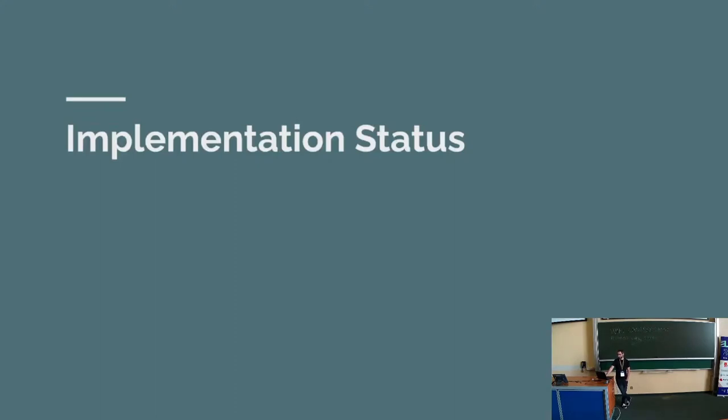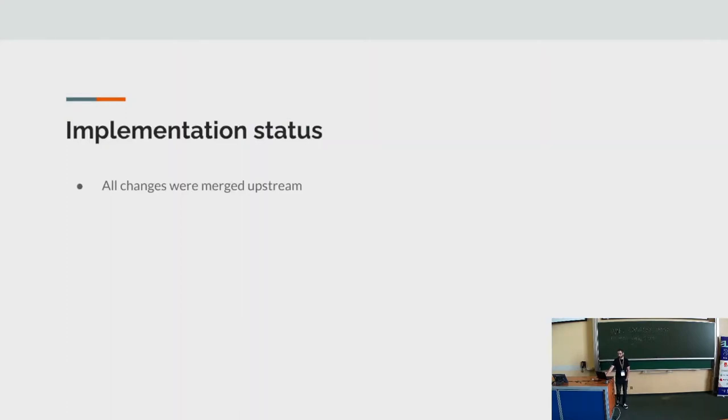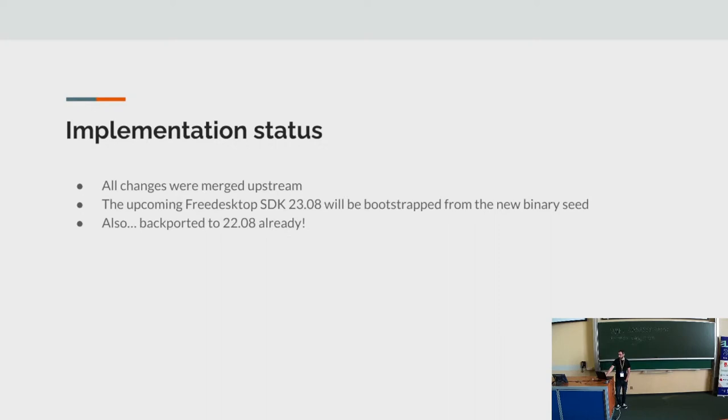So, implementation status: all the changes that I mentioned were merged upstream. The upcoming Freedesktop SDK 23.8 will be bootstrapped from the new binary seed project, from Live Bootstrap, essentially. And actually, it was already backported to the current stable release because, as I mentioned, we had hardware issues in our release server, so the release did become unbuildable, and that was a good excuse. So the last three releases are actually already bootstrapped from Live Bootstrap.